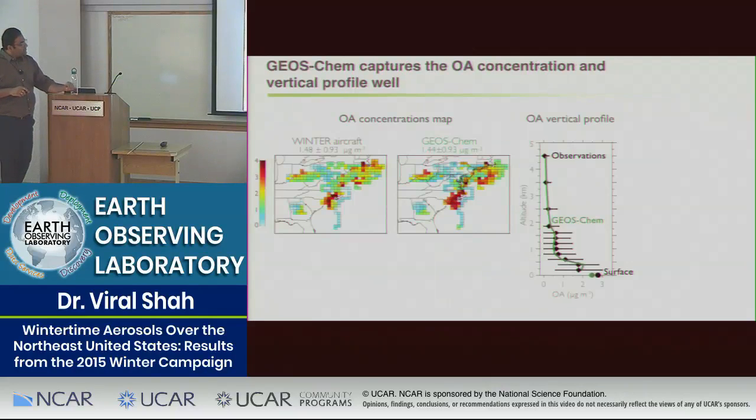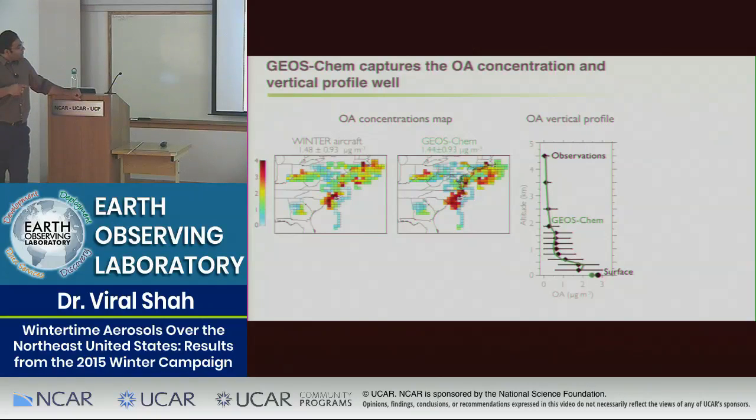So here's what we find. I'm again showing the winter observations, the model results, and the vertical profile. And we see that the simple scheme does really well in capturing the total concentrations of organic aerosols, which are within a few percent of each other, and the vertical profile also captures the surface concentrations of organic aerosols quite well. So the scheme is performing well even in winter, although it was based on observations in the summertime.